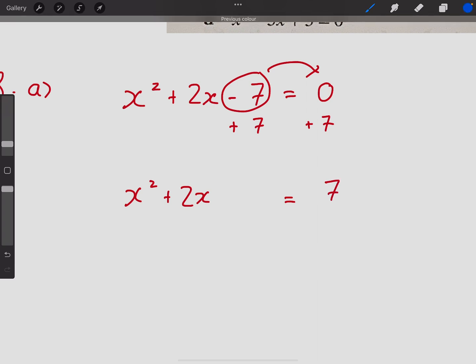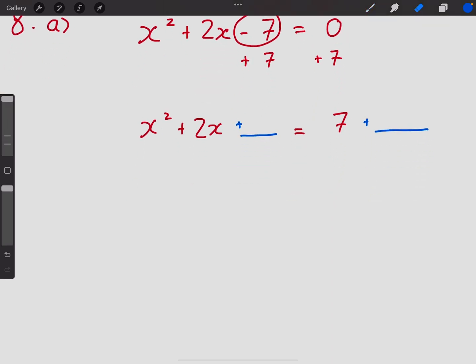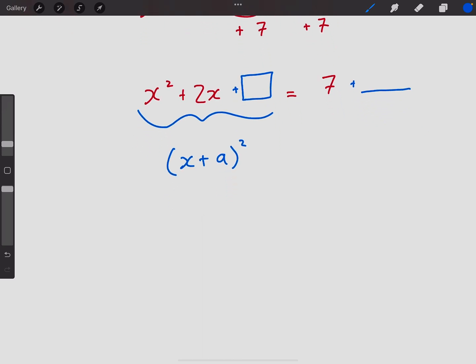Now what I'm going to do is try and add a certain number here. Whatever number I add here, I have to add the same number here to keep the equation the same. So when you add a number, you have to add it in a strategic way. You have to add a certain number which allows you to factorize this into x plus a squared. So what number should it be?